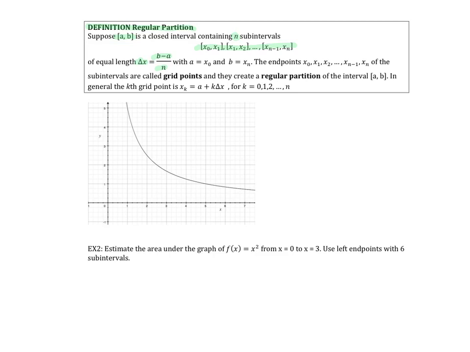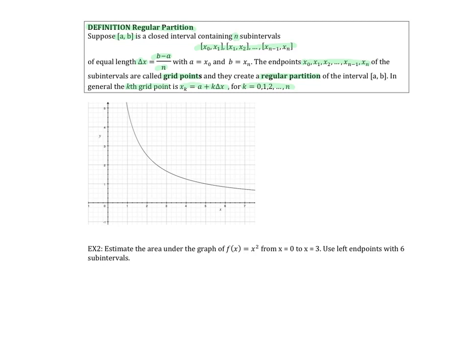So the endpoints of your intervals are these x sub 0, x sub 1, and so on. Those are what we call our grid points, and they create our partition of subintervals called a regular partition. If we needed to figure out the kth grid point, it can be found by taking the first point A plus k times your delta x. And here when we talk about our k values, these are just whole numbers.